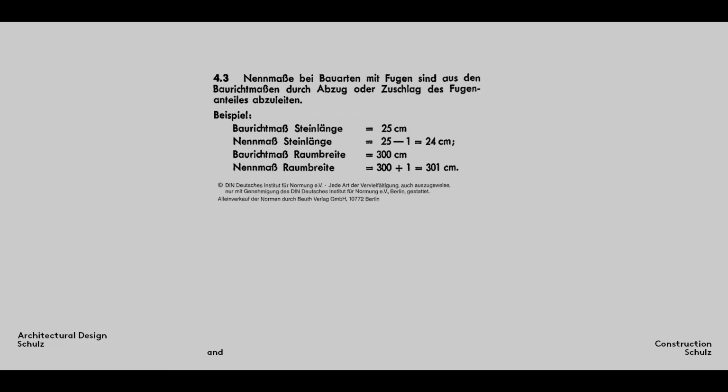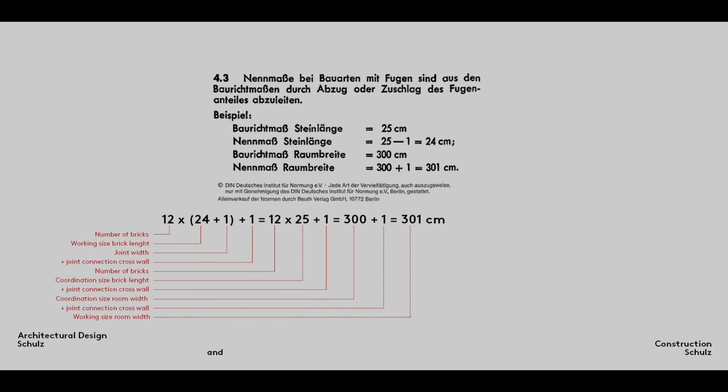This section of DIN 4172 provides an example calculation. The room width is a multiple of 25 centimeters, in this case 12 by 25 centimeters. This is probably easier to understand if we combine the two calculations. The room width corresponds to 12 24 centimeter wide bricks, which, when added to the standard joint width of 1 centimeter, gives a modular size of 25 centimeters plus one further joint to connect to the partition wall. The full calculation is therefore 12 times 24 plus 1 equals 300 plus 1 equals 301 centimeters.